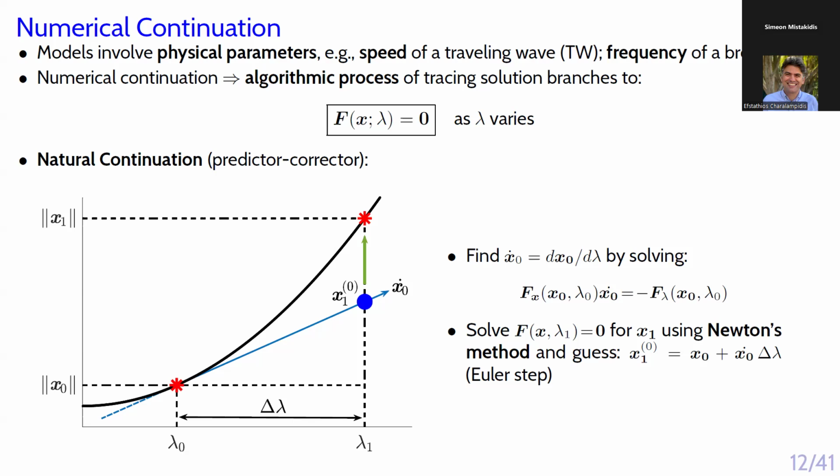Now, the problem here is that if you encounter turning points, meaning that if you monitor, let's say, the norm of your solution as a function of the parameter that you vary, and you have this solid black curve and you encounter a turning point somewhere, the bifurcation curve has a turning point. So at some point here, the concavity changes. In that case, Newton's method is going to fail because you cannot define the tangent here. So what can you do?